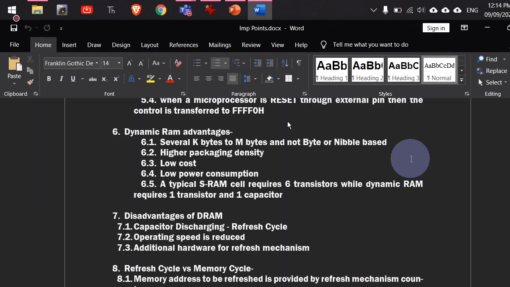So we do not want our RAM to be that costly. We just want a fairly good priced RAM which will be able to do the same task, right? So we come to dynamic RAM. First of all, let us read this point 6.5. It is very important. A typical SRAM cell, a typical static RAM cell, requires 6 transistors, while dynamic RAM requires 1 transistor and 1 capacitor.